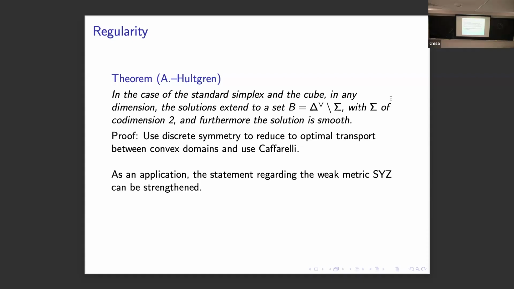So what is weak metric SYZ about? You have your family, and then you have this polytope, which is supposedly sort of the base of this SYZ fibration. But in the weak version, you only care about this in the subset of large measure.